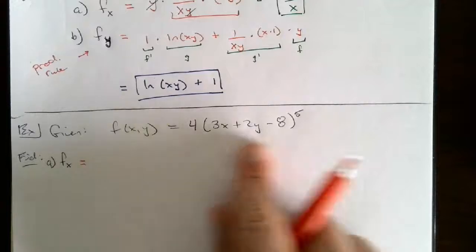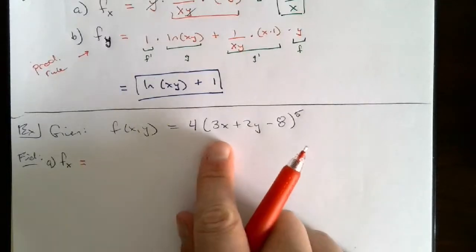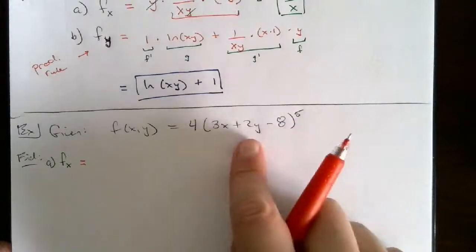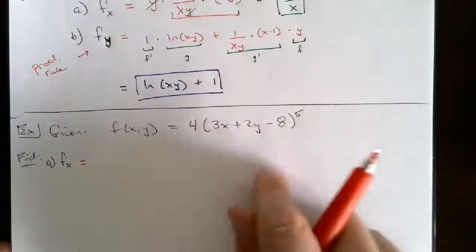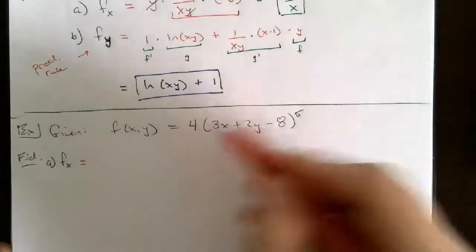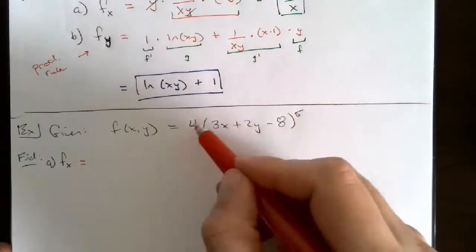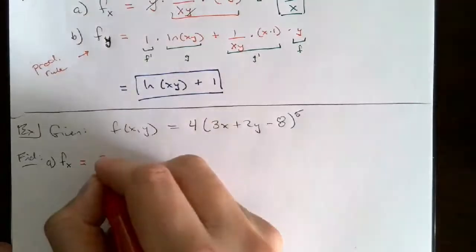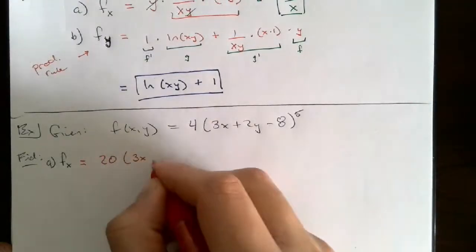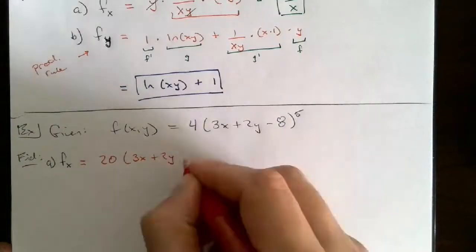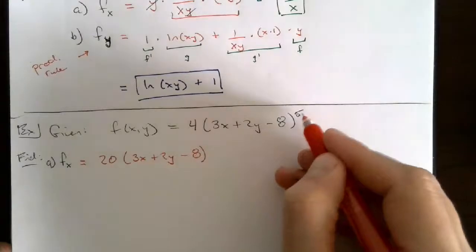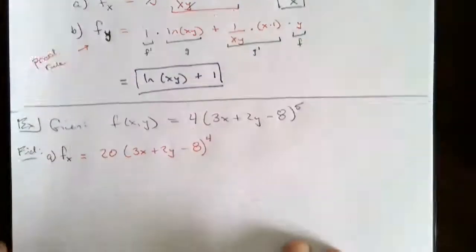4 is a constant times, this is going to be a function, even because it has an x inside of here. It's a function inside of a function. It's really a function being raised to a power, so this is going to be a chain rule. Remember how you take derivatives using the chain rule? It's the derivative of the outside, so the 5 is going to come down. 5 times 4 would make this 20, times you leave the inside the same, so this would stay 3x plus 2y minus 8, and then the power gets reduced by 1, so to the 4th power.